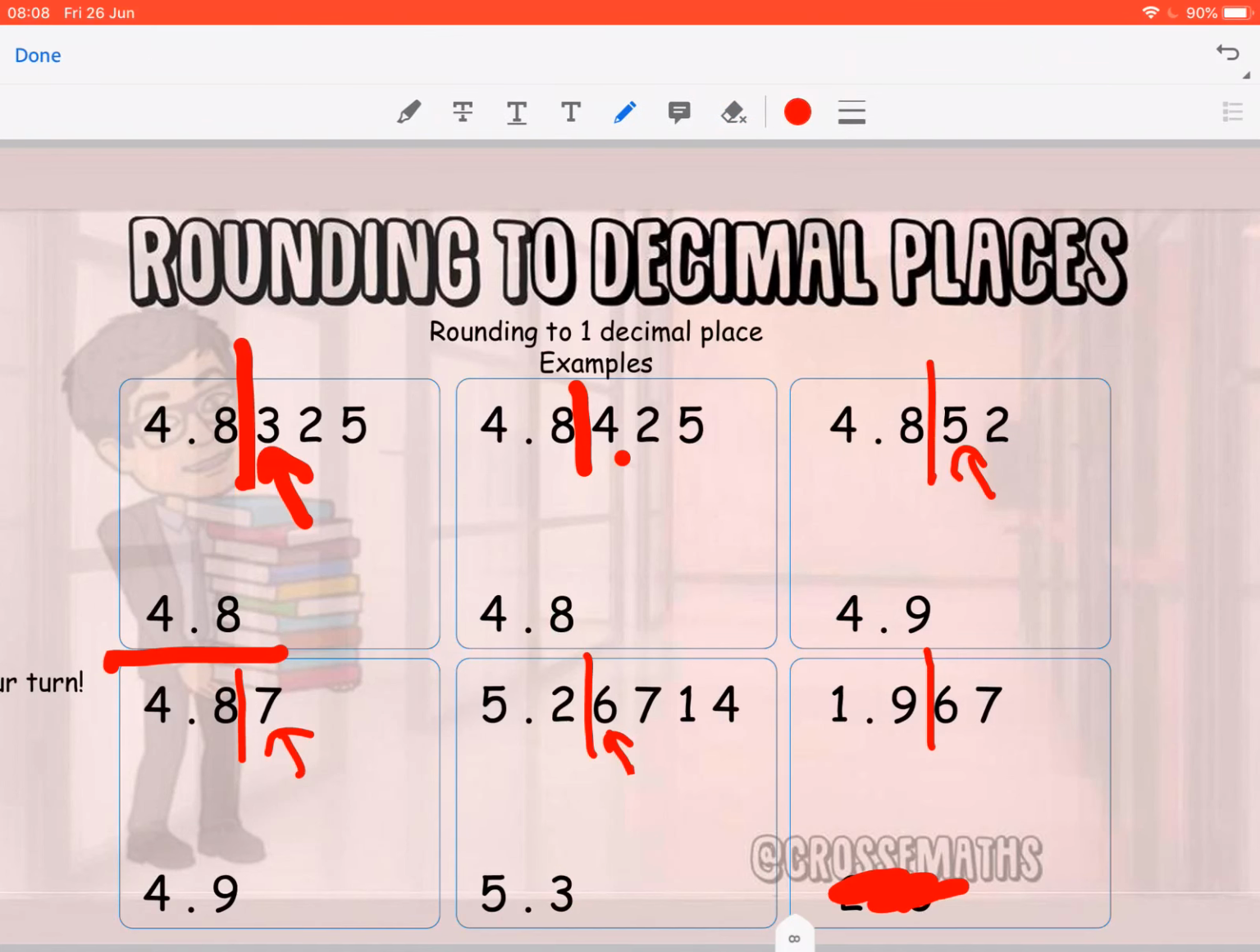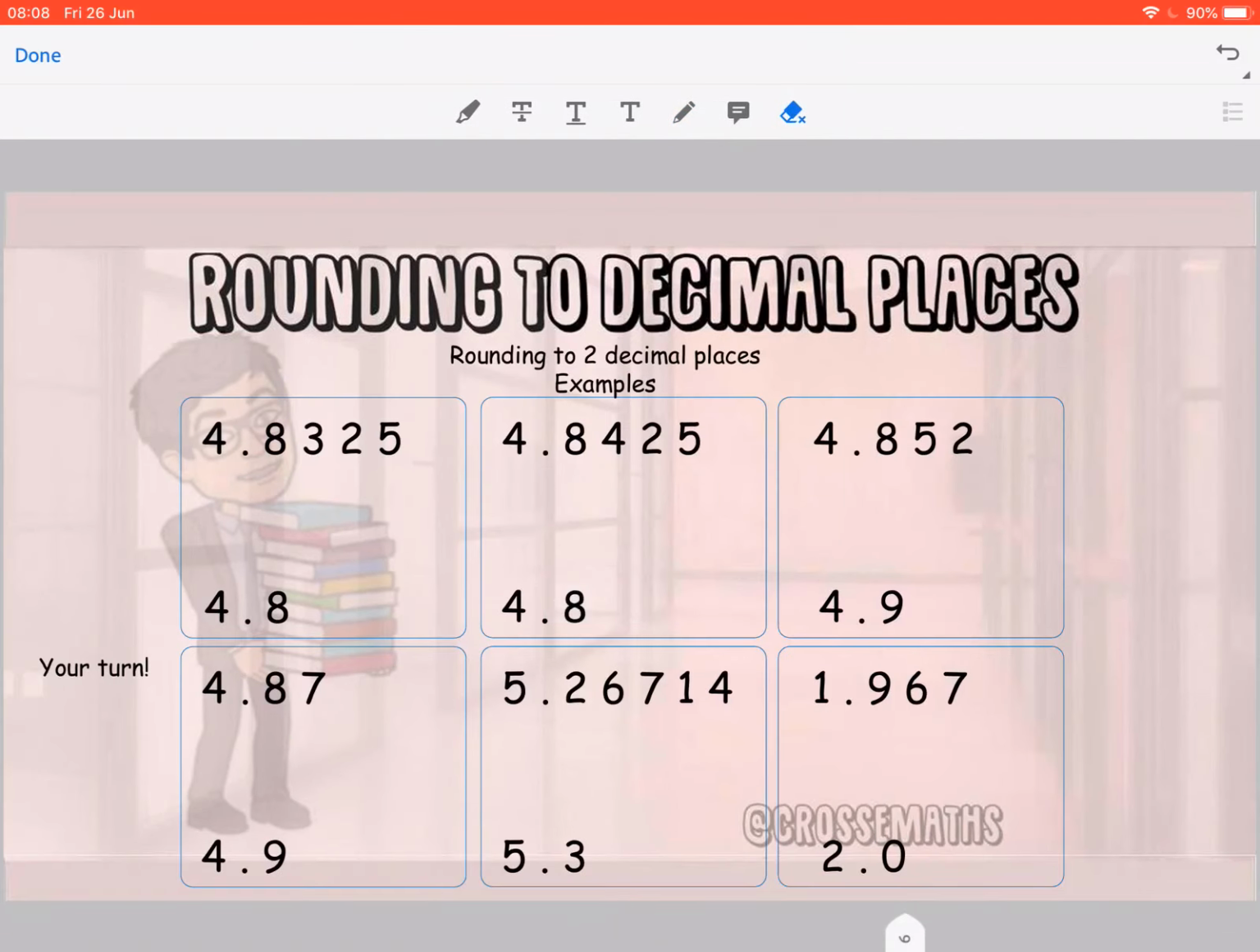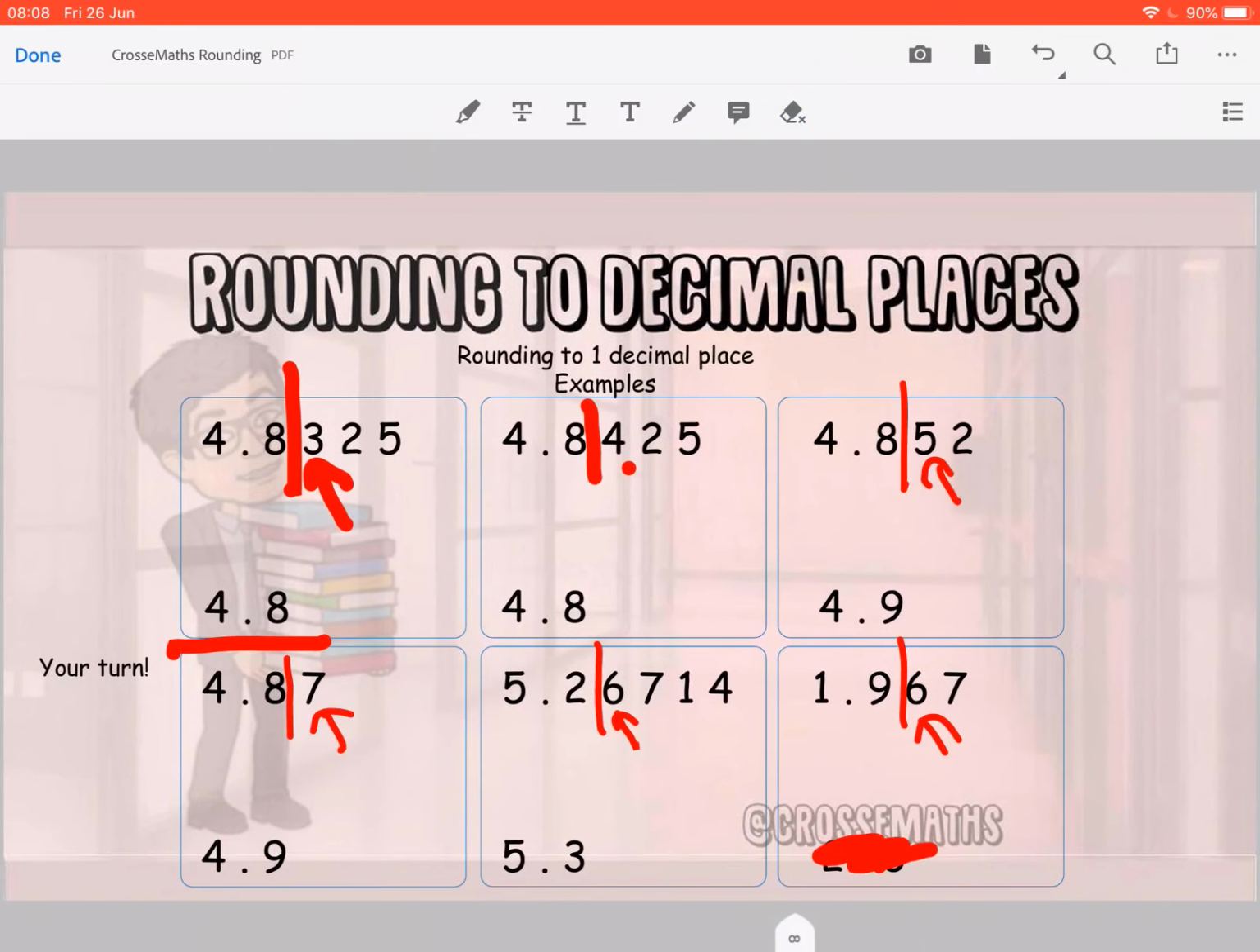Count across 1, draw a magic line in. Is that 6, 5 or more? Yes it is. So that 1.9 will round up to 2.0. Oh, I've gone too far. That 4.9 will round up to 5.0.